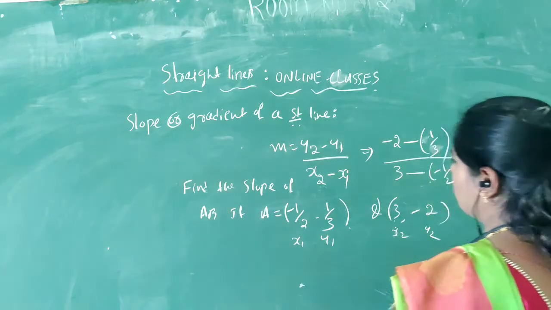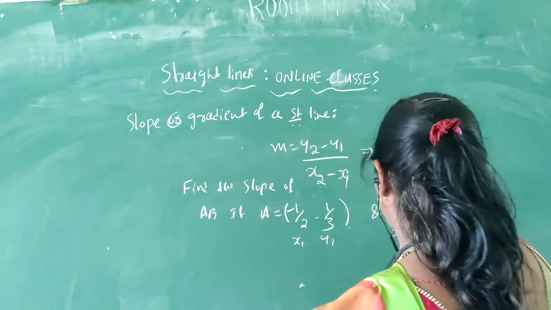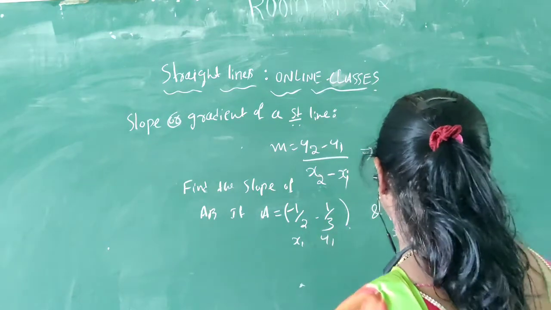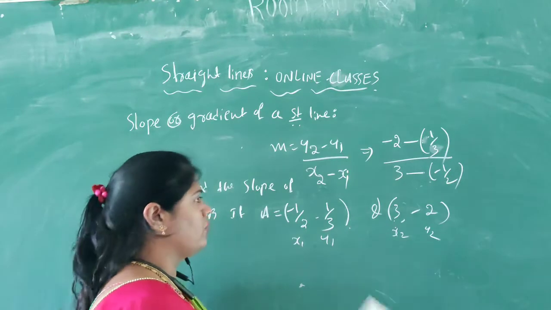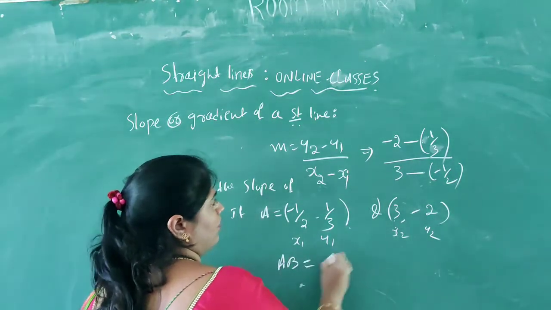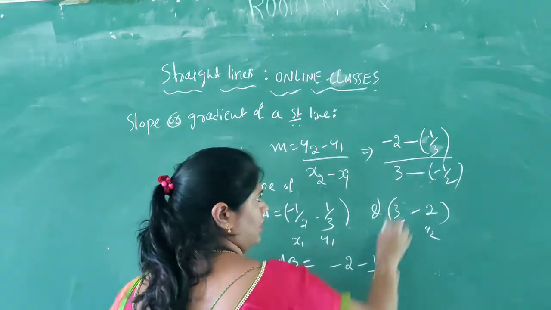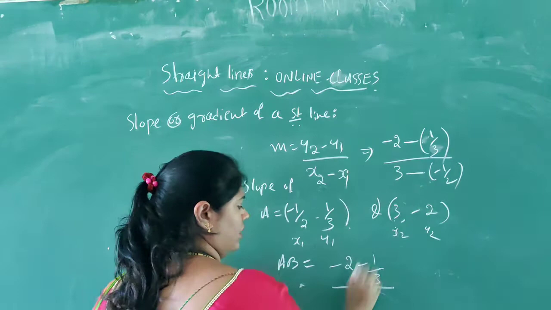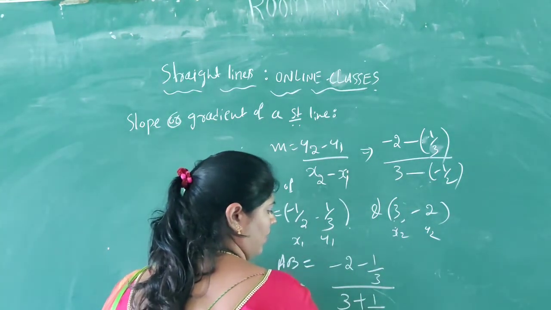Okay. So divided by x2 minus x1. x2 is 3, minus x1 is minus 1 by 2. 3 minus of minus 1 by 2. Okay, it is correct. Next what we have to do? We have to simplify this one. Minus 2 minus 1 by 3. It is going to be like this. Here 3 minus into minus is plus 1 by 2.